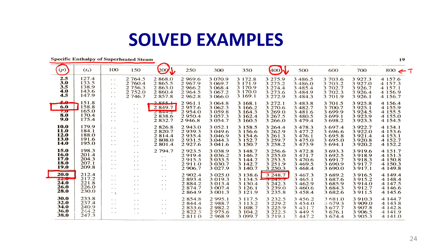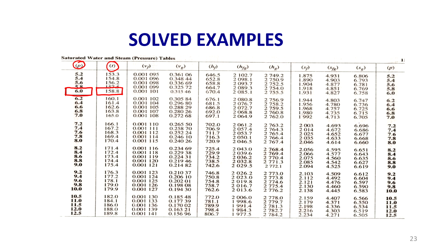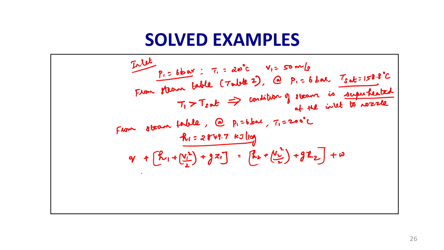Okay. Now, let us see the problem. Steam at 6 bar enters a nozzle which is insulated. When a device is insulated, that means there is no heat transfer. Q is equal to 0. Capital Q is equal to 0, that means small q equal to capital Q by m, that also will be equal to 0. So, this term will get cancelled.